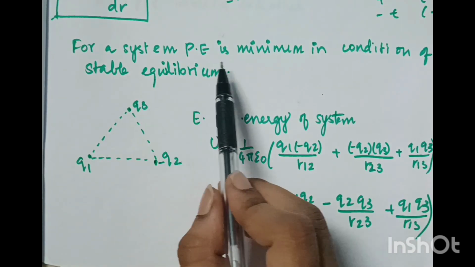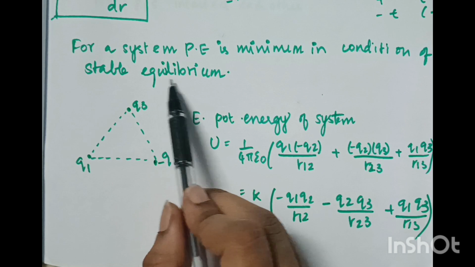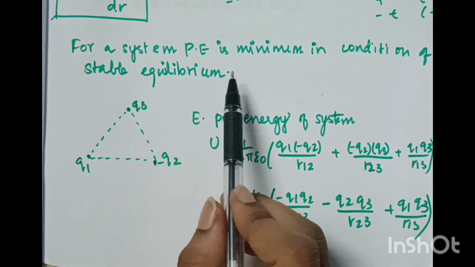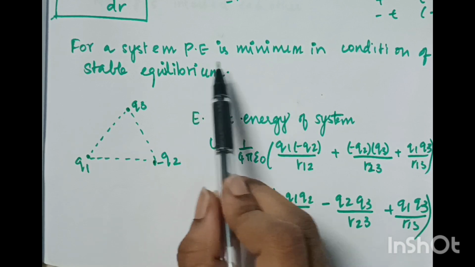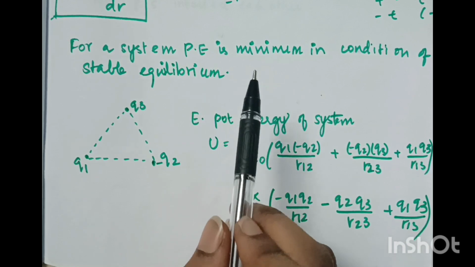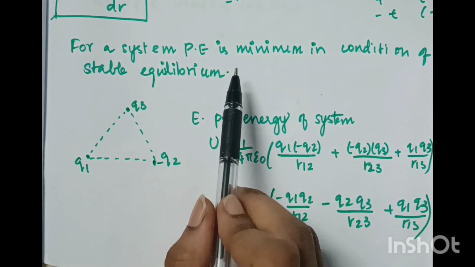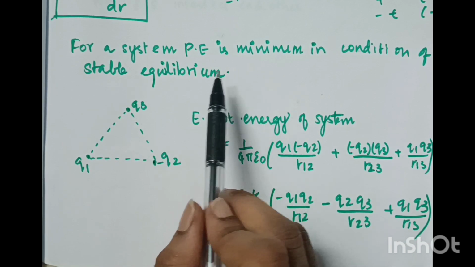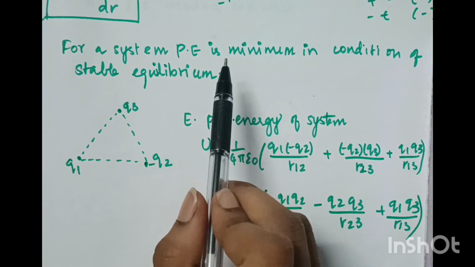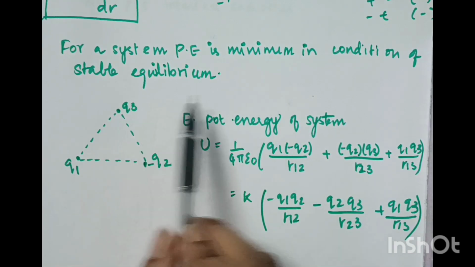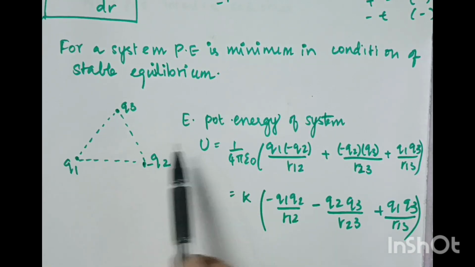For a system, potential energy is minimum in condition of stable equilibrium. So if we take any system, then for the system to be in equilibrium, the potential energy should be minimum. This is a general case. Whenever we want the system to be in stable equilibrium, then the potential energy should be minimum. Only then it will be in stable equilibrium. Please remember that point. It is important.